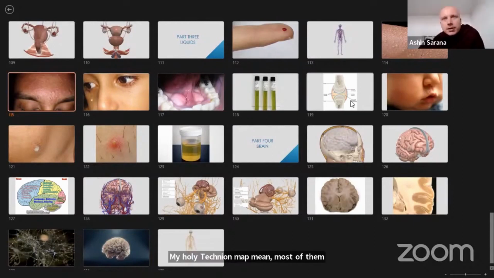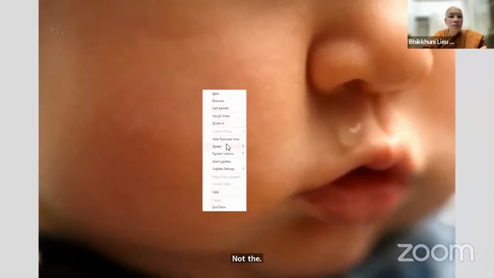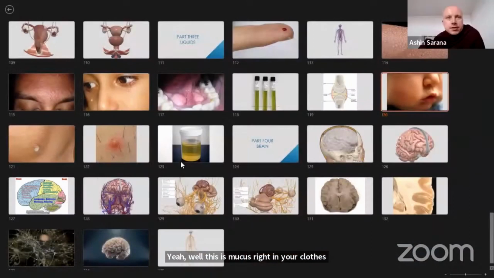Then snot, this mucus, right? Mucus, pus, and urine.